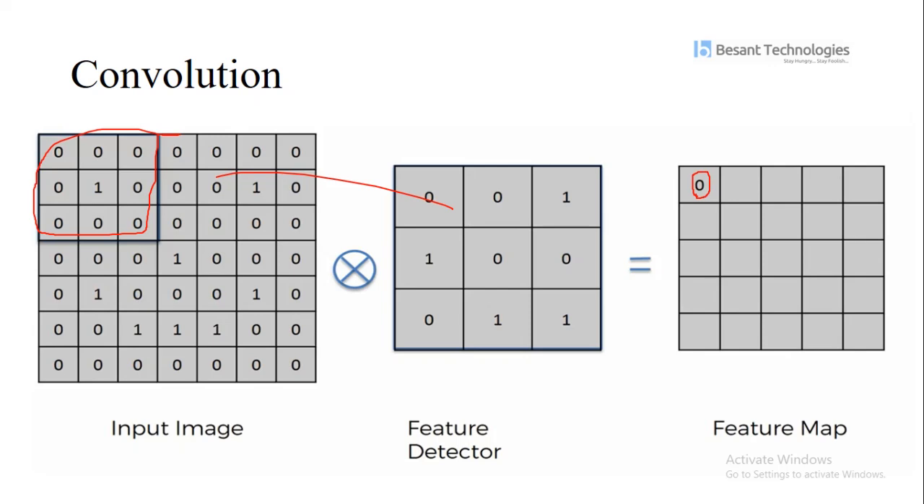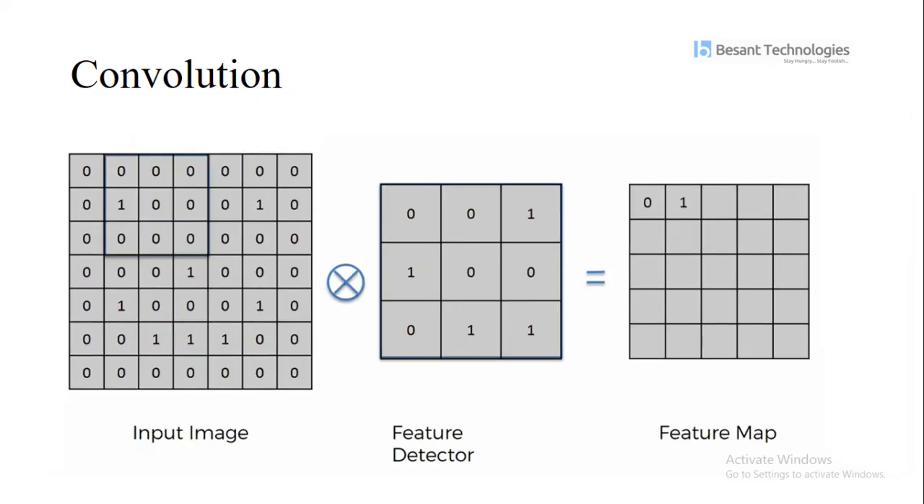The next thing is, again your feature detector will go and apply to the image here. First 3, then it will start from here, 0 1 2 3 4 5 6. So first 0 to 2, then 1 to 3, then 2 to 4, and 3 to 5, then 4 to 6, like this, till it reaches the end.